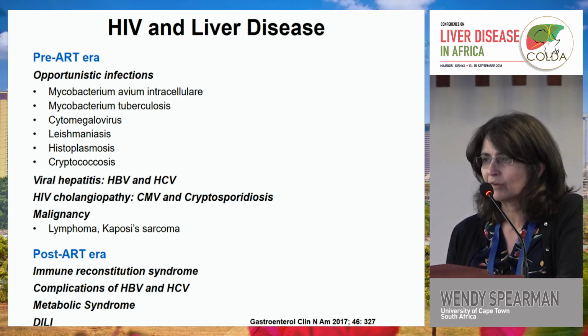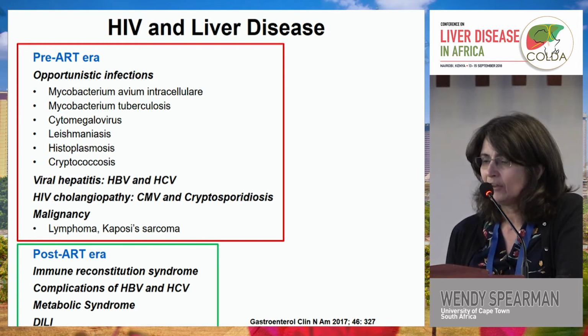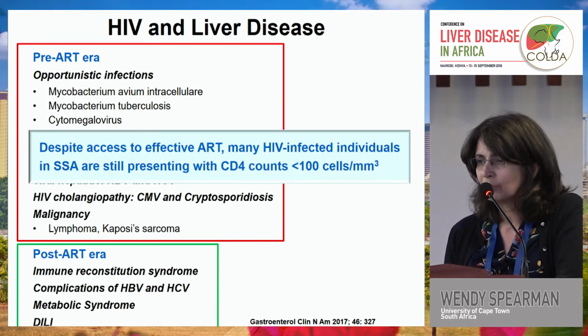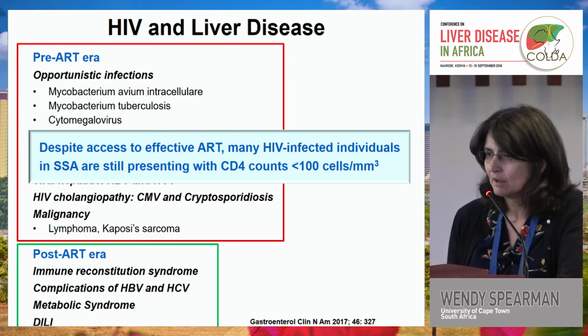And then this entity of HIV liver disease, which we definitely see. We can look at this in terms of the pre-ART era, where mainly opportunistic infections, viral hepatitis, HIV cholangiopathy and malignancy. And then the post-ART era, where we're looking at immune reconstitution syndromes, long-term complications of viral hepatitis, increasing metabolic syndrome, and drug-induced liver injuries. But as I've mentioned, many individuals in sub-Saharan Africa are still presenting with CD4 counts less than 100, so we're seeing the whole spectrum of liver disease that is associated with HIV.